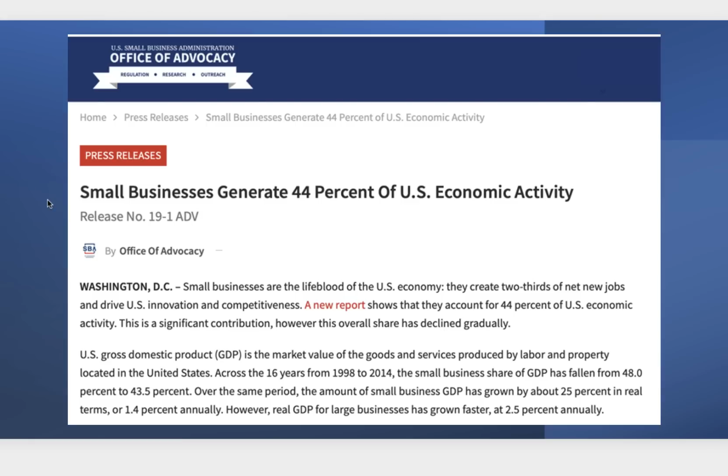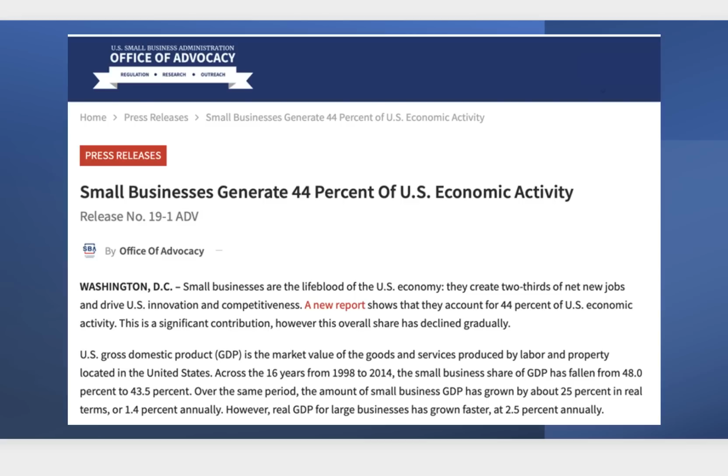Well, this came out earlier this week where it's showing small businesses. It's pretty incredible. A lot of people don't notice. Small businesses generate 44% of the U.S. economic activity. So these small businesses represent almost half of the GDP. That's dot number one. Why is that so important?